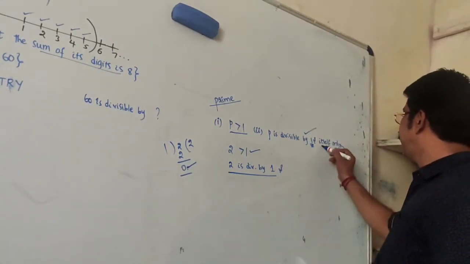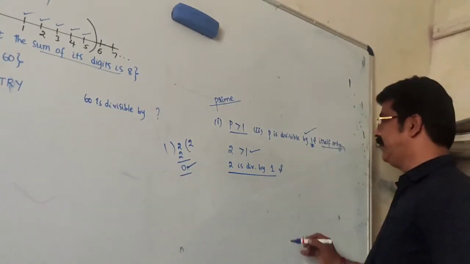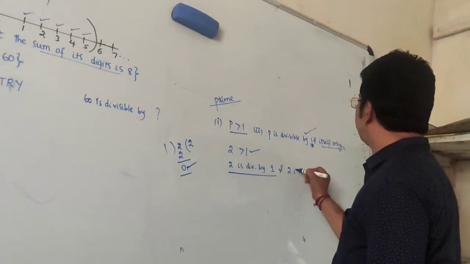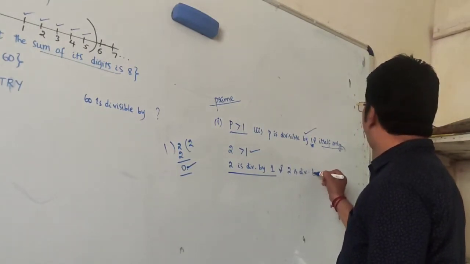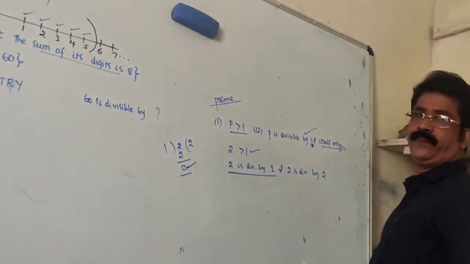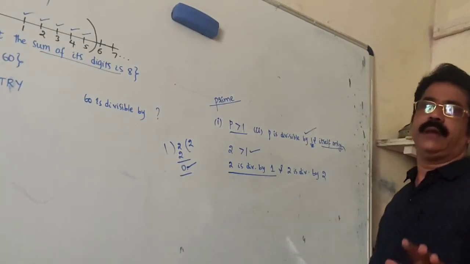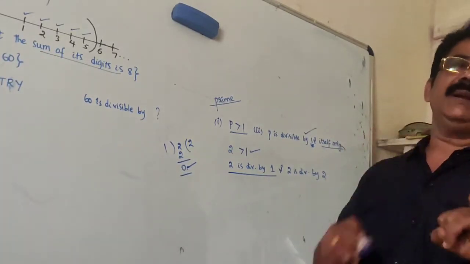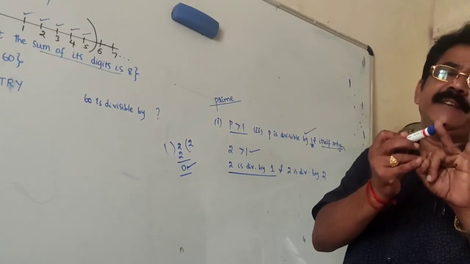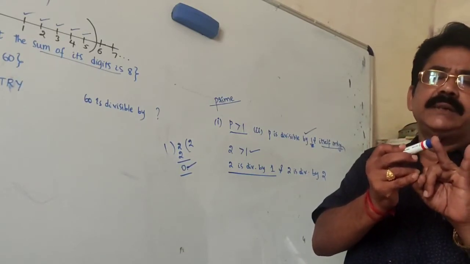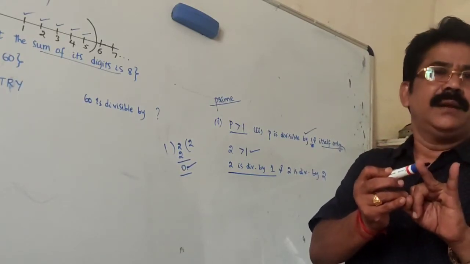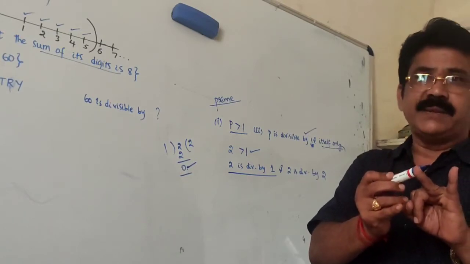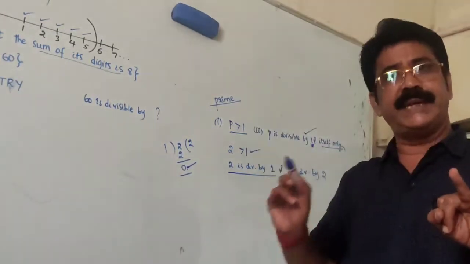Last condition, it is divisible by itself only. 2 is divisible by itself, means 2 is divisible by 2. Okay, so 2 is greater than 1. 2 is divisible by 1 and itself 2 only. Means 2 is not divisible by any other number.